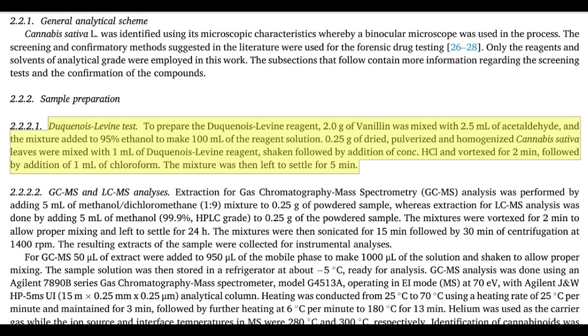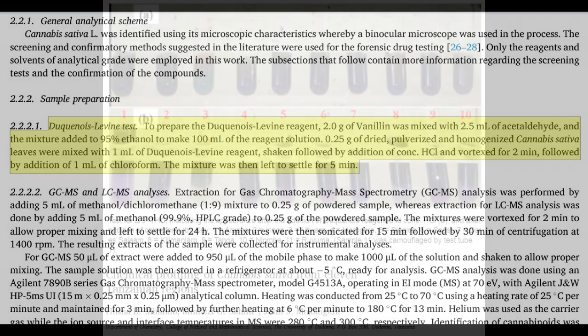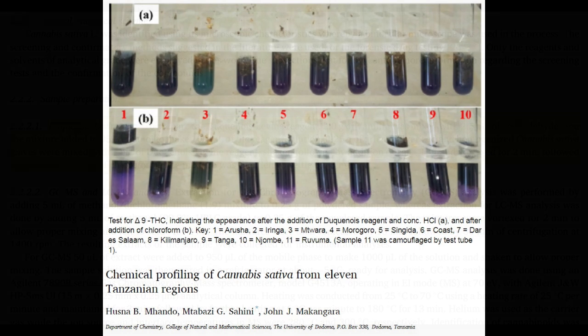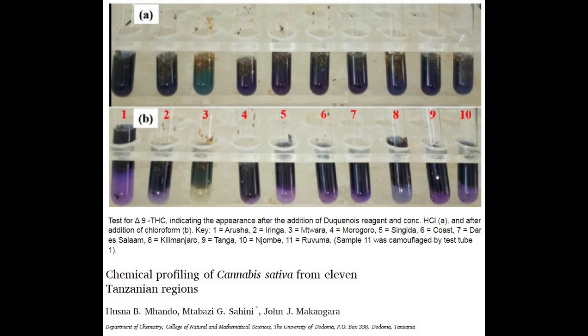Followed by the addition of 1 ml of chloroform. The mixture was then left to settle for 5 minutes. A positive test is indicated by a dark purplish layer in the chloroform and a light purplish blue, although to me it just looks kind of purple, layer in the aqueous phase. They call it aqueous, but it's like mostly ethanol.